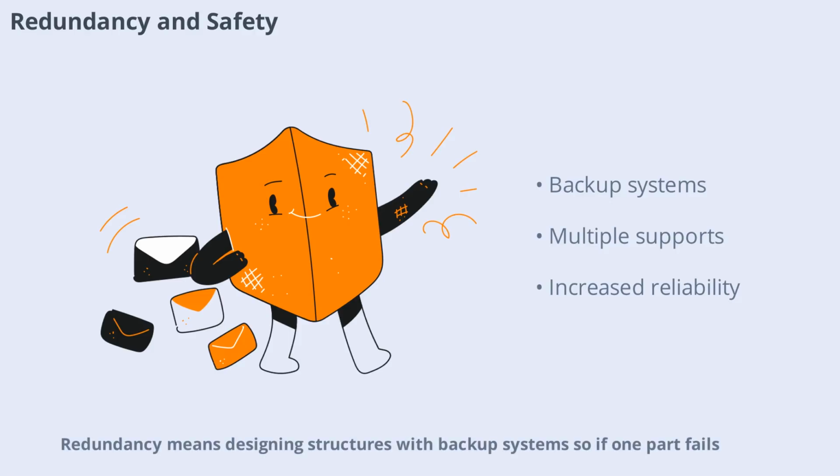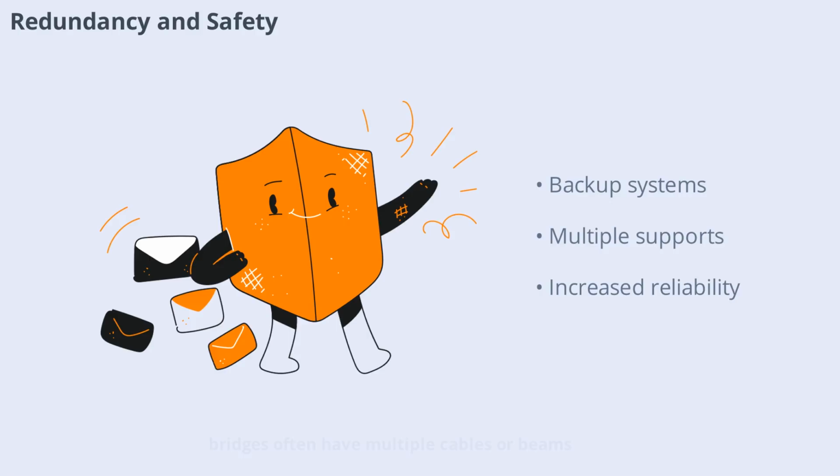Redundancy means designing structures with backup systems, so if one part fails, others can take over. This approach increases safety and reliability. For example, bridges often have multiple cables or beams, so a single failure doesn't lead to disaster. Redundancy is a key principle in modern engineering, ensuring that structures can withstand unexpected events.